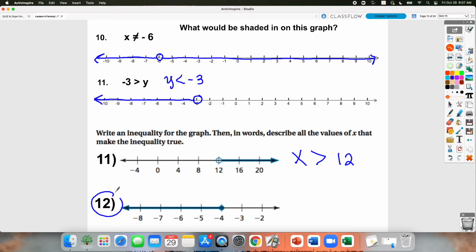Cousin, what do you have for your inequality? I have x is less than or equal to negative 4. All right. Do we agree with that? Yeah, we have a closed circle, so we know we're going to have some kind of or equal to symbol. And everything to the left is shaded, so that would be all of our numbers that are less than or equal to negative 4. Awesome.